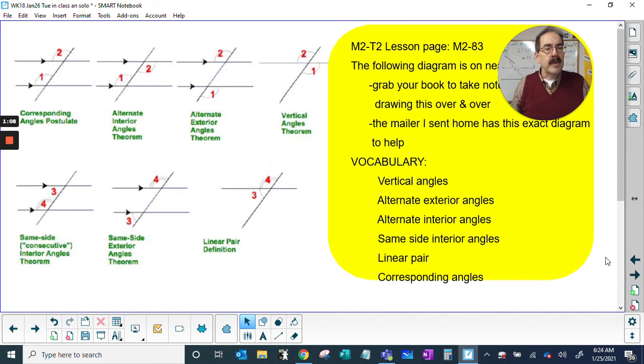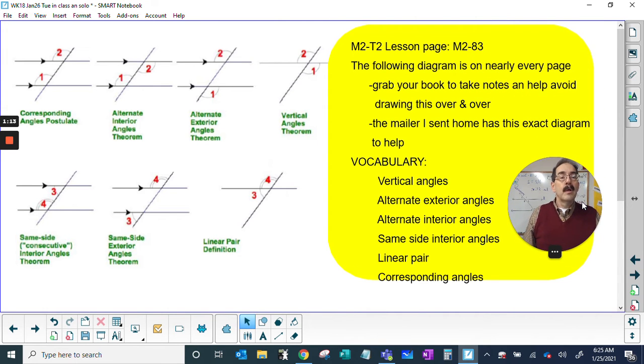It's all about vocabulary today, all right? So I want you to know that there's going to be times in our textbook where it's beneficial to just take the textbook out so you don't have to redraw these over and over. You just spend your time focusing on highlighting and the vocabulary. So in this section, M2, 83, 84, 85, 86, you'll see the same diagram drawn over and over. So the first thing we should do is actually write that page number on here.